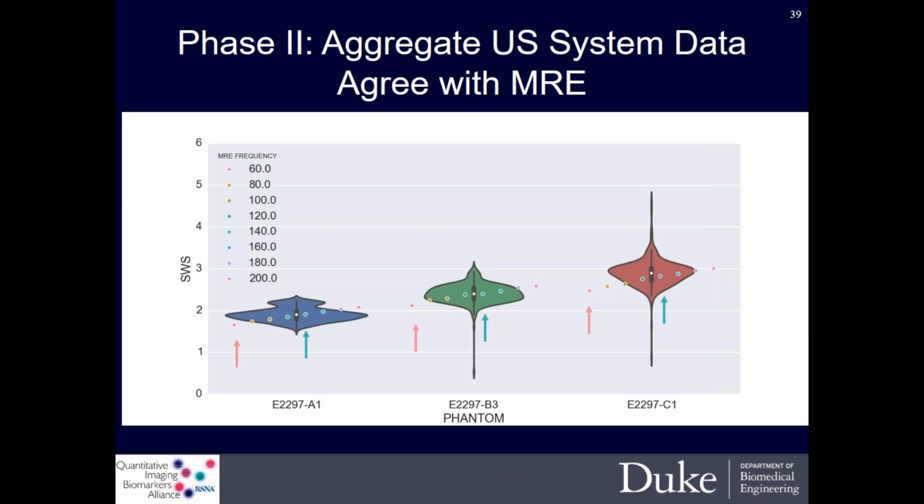What the next plot here is showing is, in the same phase 2 phantoms A, B, and C, each shown in aggregate of all the ultrasound systems in the violin plots. What I'm showing you then in the overlaying dots are the MRE reconstructed shear wave speed values at frequencies ranging from 60 to 200 hertz. So remember how we said that in viscoelastic media we expect that we have dependence in the reconstructed speed on the frequency content of the shear wave.